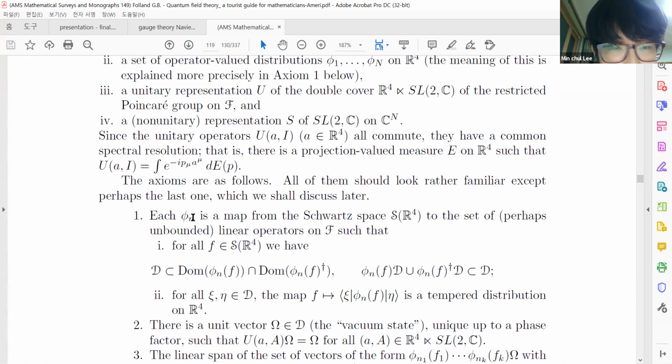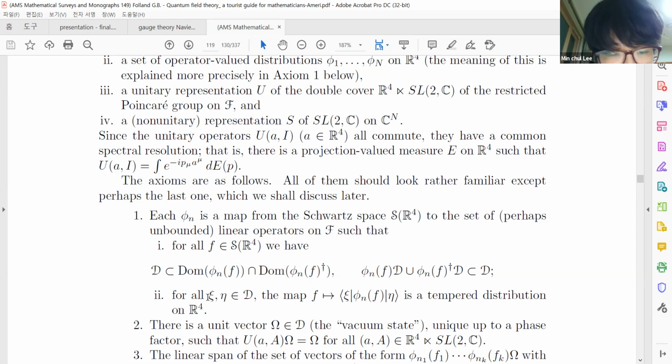Phi is an operator value distribution if it is a linear map. It is not just a map. It is a linear map from the Schwartz space to the set of linear operators on some Hilbert space F, such that for all f we have some dense domain with nice properties. That should be N and M, right, or not? Or, oh, that's the adjoint? Yes, dagger is the adjoint. Okay.